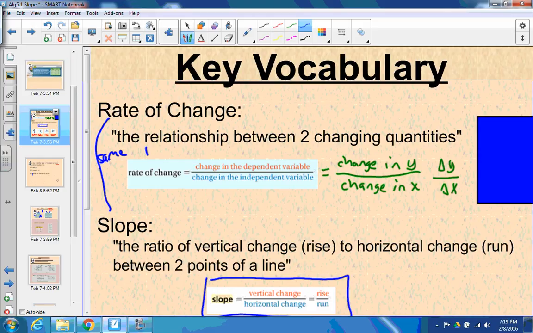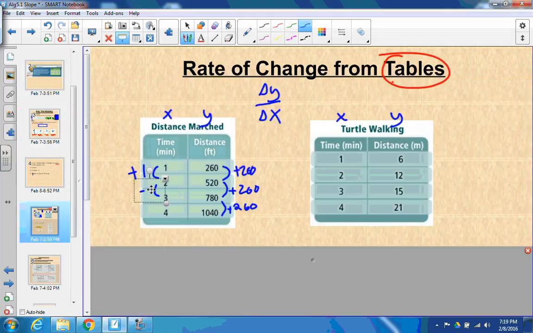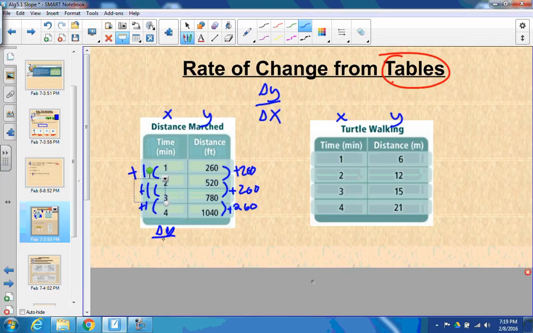Oh my goodness, I am sorry. This thing is freaking out on me. All right, this is going up by 1 plus 1. So the constant change in y over change in x, don't mix that up, would be 260 over 1. In other words, the slope is 260 over 1.